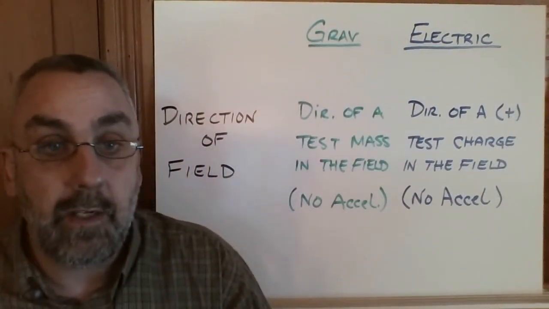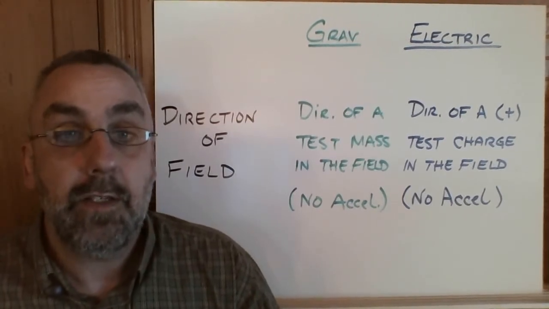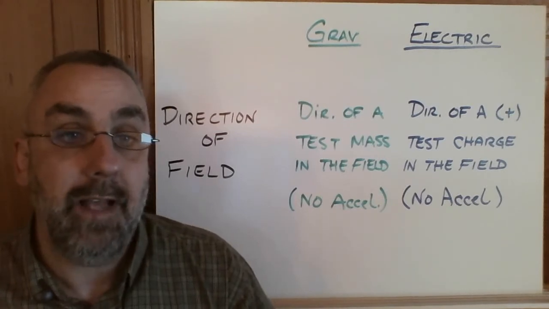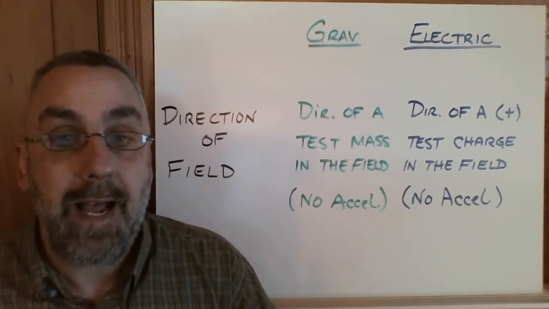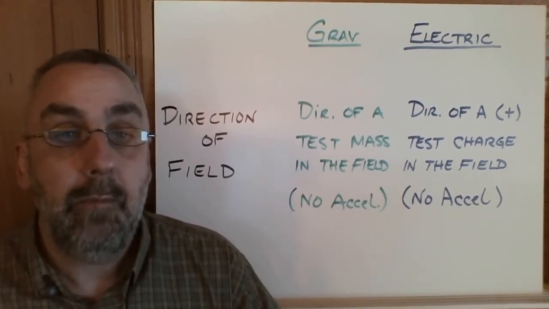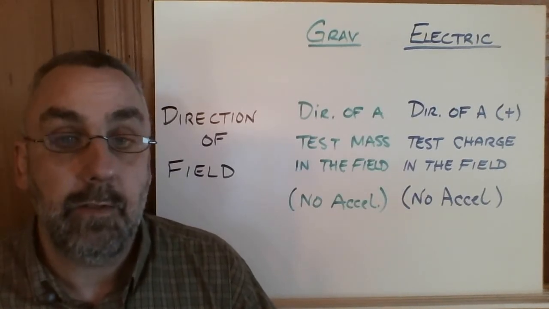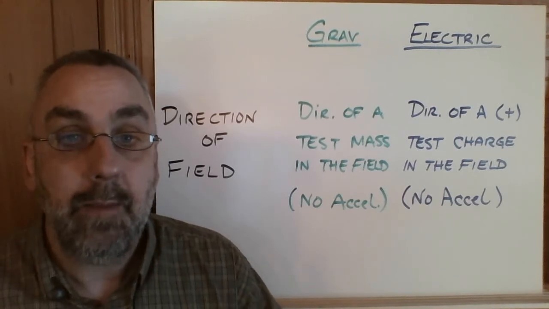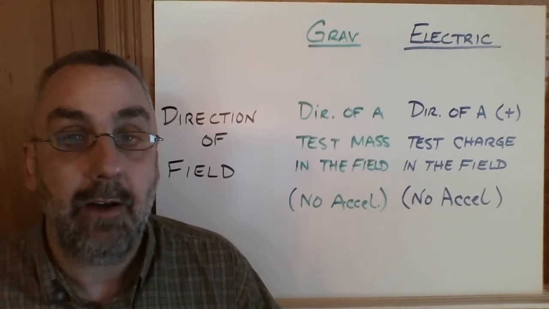Next, the direction of the field, and these are just definitions that people have come up with. For the gravitational field, it's the direction of a test mass. You take a small mass and you release it in the field, and you allow it to move slowly. You allow it to move with no acceleration. We don't want it to build up a lot of momentum. And the path that that mass traces out is defined as the direction of the field.